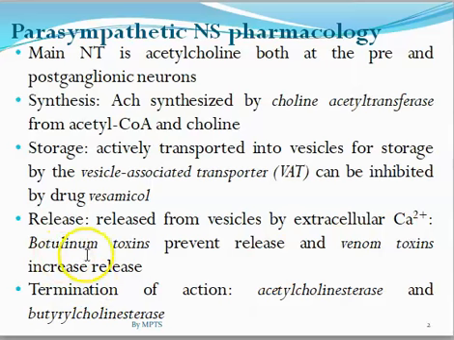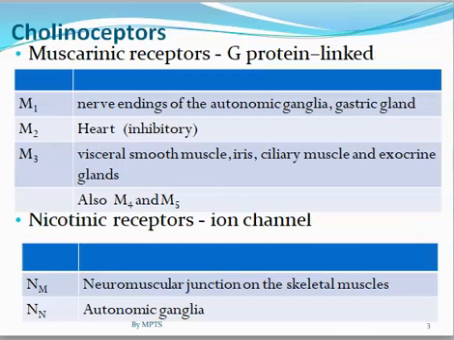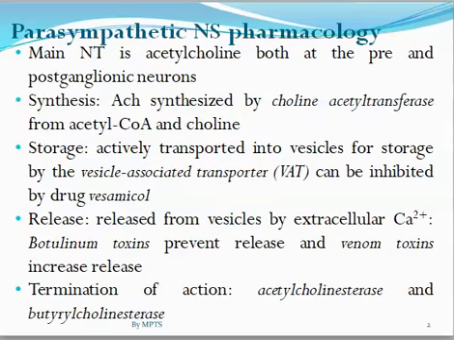Now, botulinum toxins prevent release. However, the venom increases the release. Now, the termination of action is mostly by the acetylcholinesterase enzyme, and however also by the pseudo enzyme called butyrylcholinesterase. So of these two enzymes, one is the pseudo, so the other is the main enzyme which metabolizes acetylcholine. Of course, after metabolism, the choline is recycled.